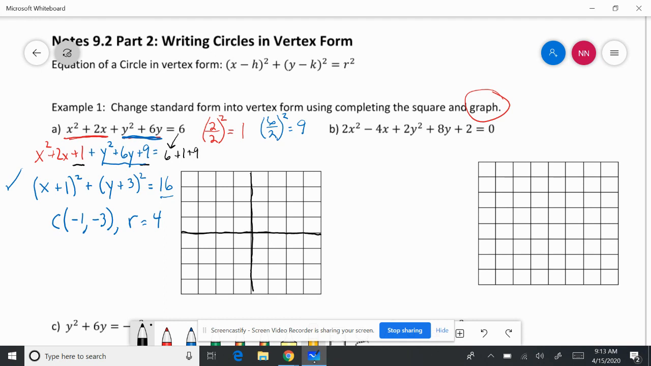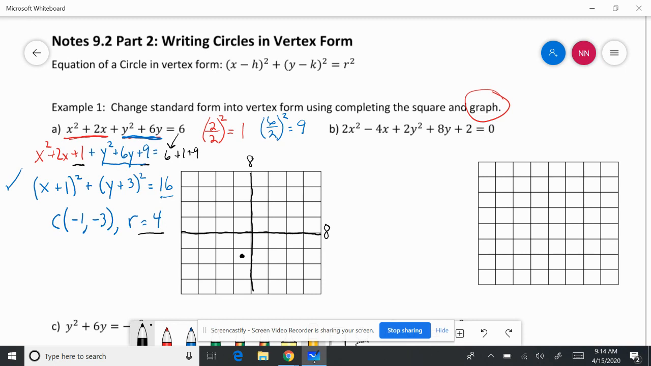I'm going to go by 2's because my radius is 4. So this is going to be 8, and this is going to be 8. So I have -1. I go to the left 1. I go down 3. 1, 2, 3. This right here is the center of my circle. Now, if I have a radius of 4, I'm going to go 4 in 4 different directions.